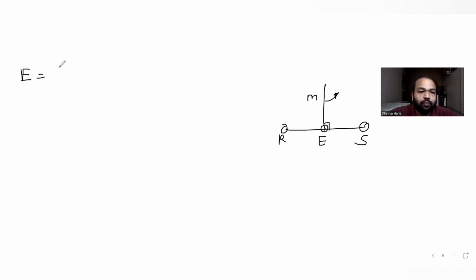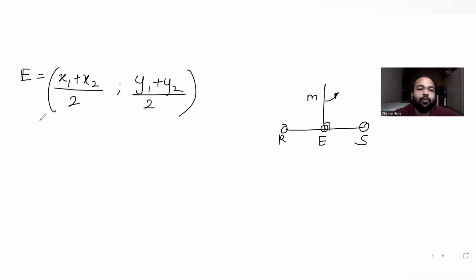Now we have our points R and S here, and we need to find the perpendicular bisector of this RS. So let's find the equation of this line. For the equation of a line, we just need the slope and one coordinate. Since it is a perpendicular bisector, let's take a point E, which is nothing but the midpoint of R and S. So E becomes the sum of x coordinates of R and S divided by 2, and the sum of y coordinates of R and S divided by 2.